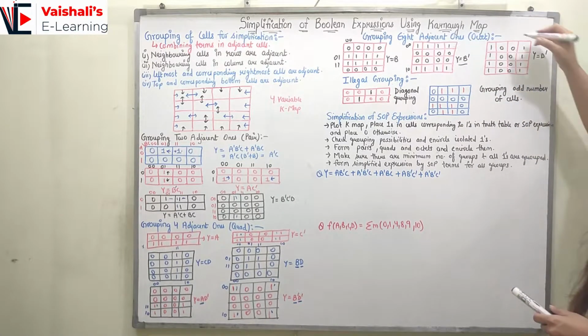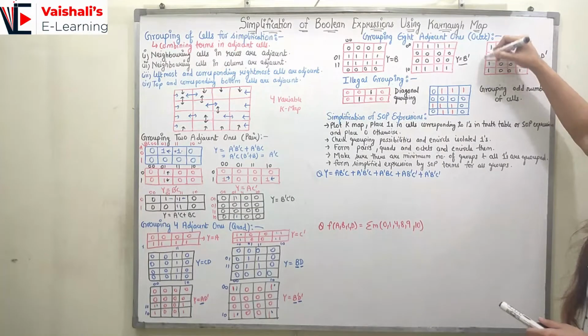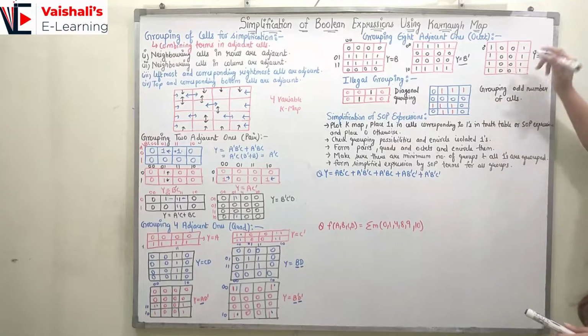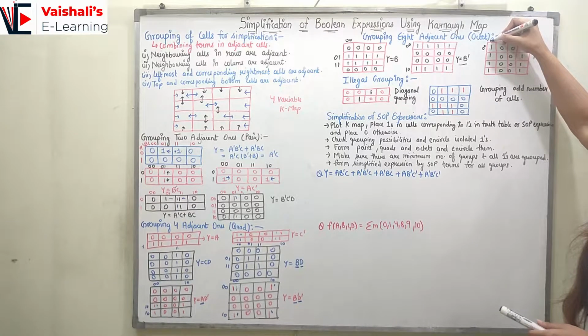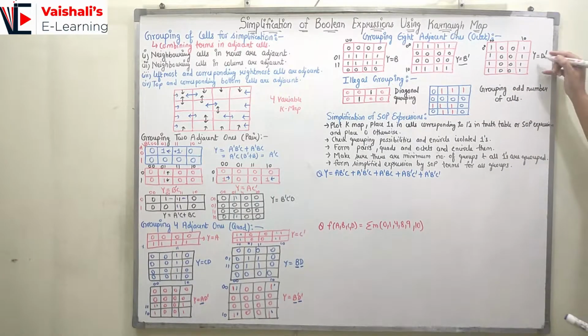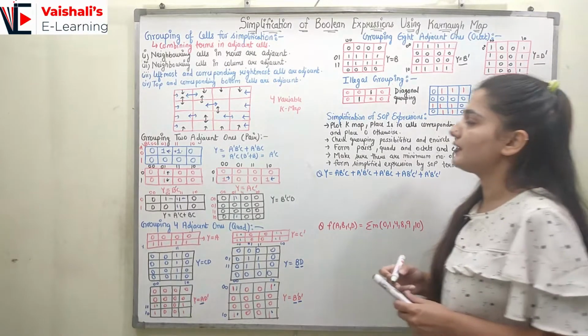Here if you see, all of these A, B are changing from 0 0, 0 1, 1 1, 1 0. If I see CD, here is 0 0 and here it is 1 0. C is changing, only D dash is common, so Y is equal to D dash.